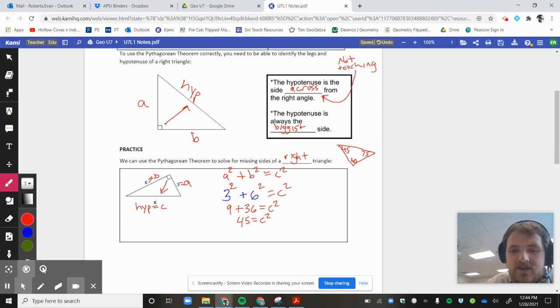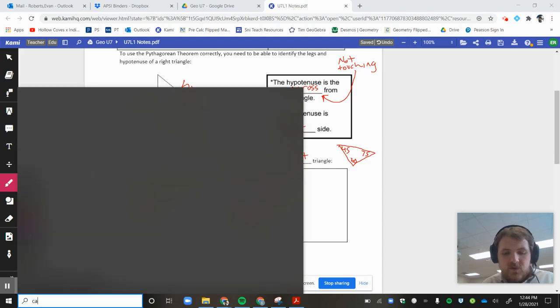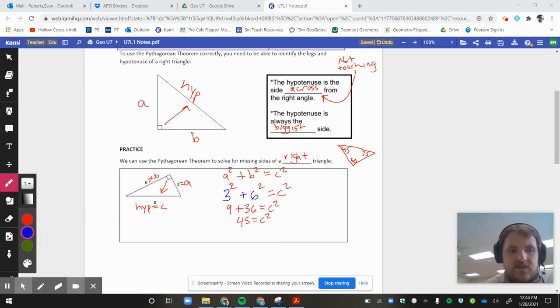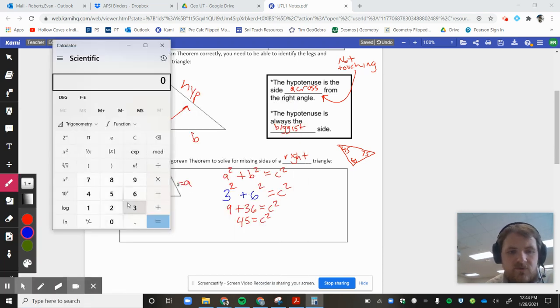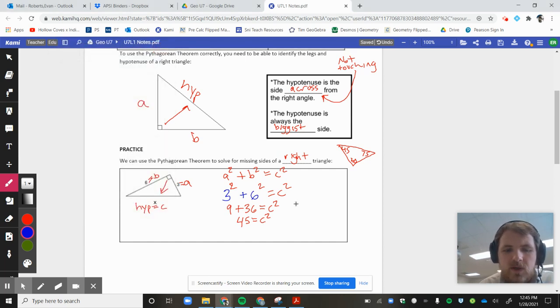Now, in your previous classes, you might have just square rooted both sides and gotten a decimal, and that is fine. Again, the square root button is right here. You would press 45 and then take the square root. It's going to be 6.71 ish, but we want to be as precise as possible here. So there is a way to break down that 45, radical 45, and not get a decimal.